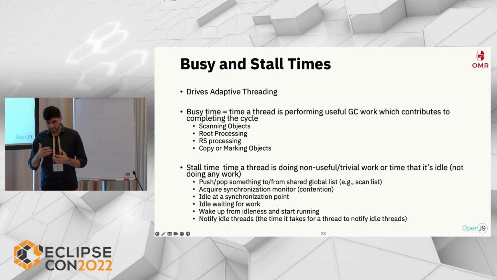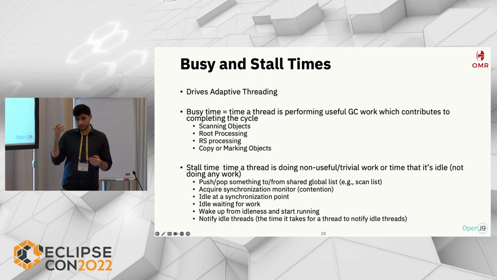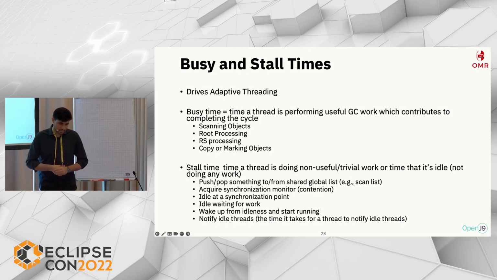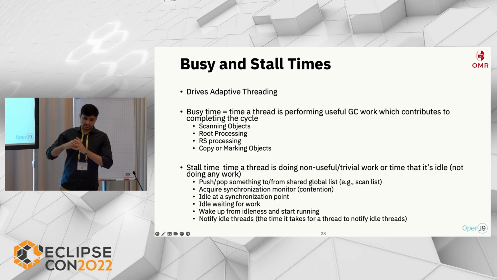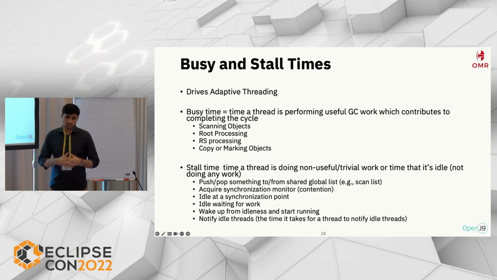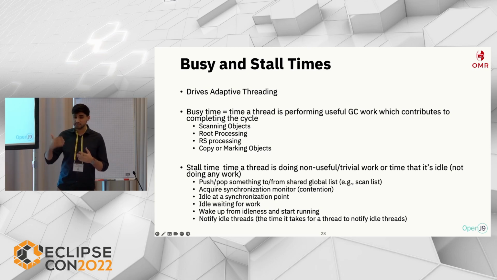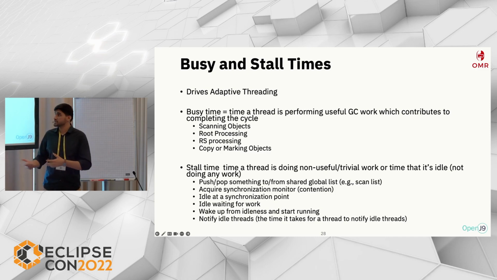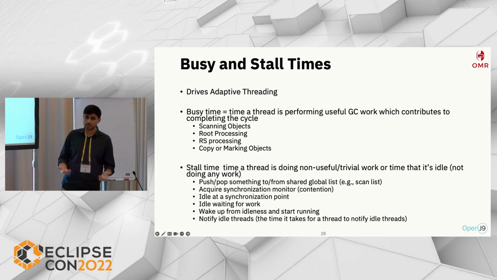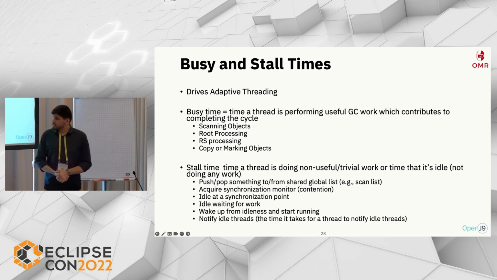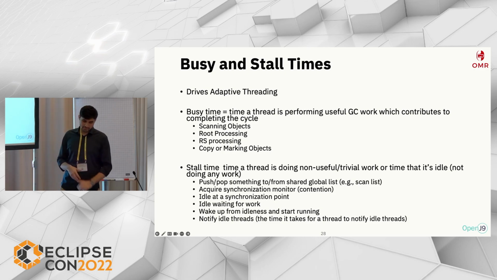Just like with Goldilocks, she's able to tell how hot and how cold each one is by tasting it. Adaptive threading is able to observe and determine how efficient we are. So we don't explicitly measure hardware resource availability or the workload distribution. These measures actually implicitly hint at those. So let's break down busy and stall times. Busy time is pretty straightforward. It's any time that a thread is doing useful work that's explicitly contributing to completing the cycle, like scanning, copying, or marking objects. But stall times are more interesting, and they require closer consideration.